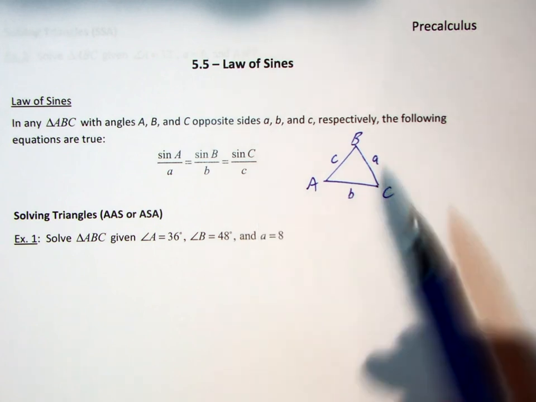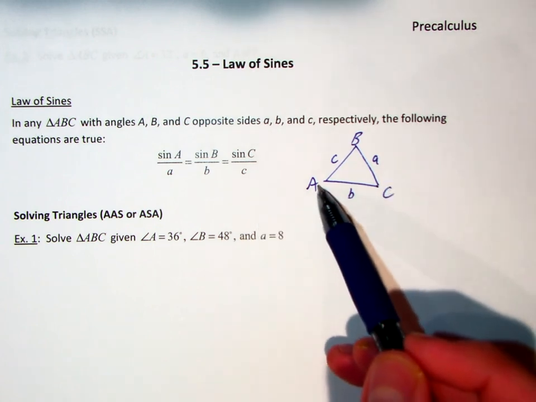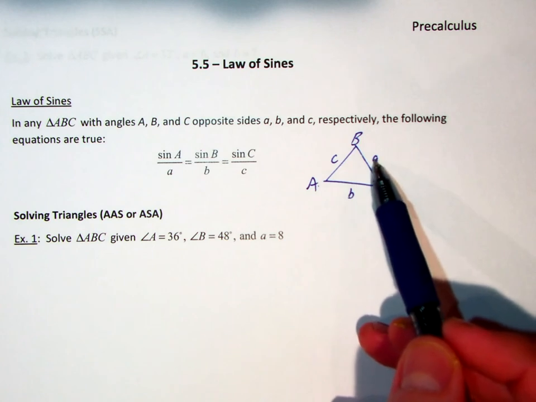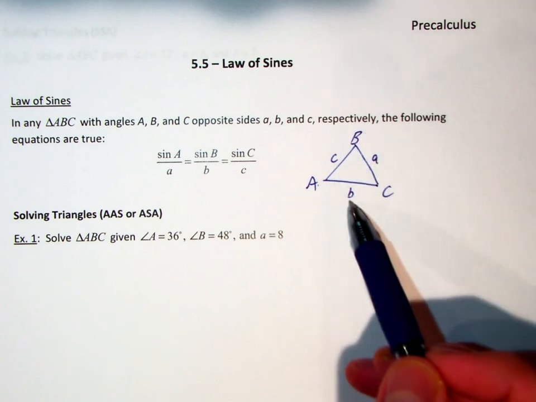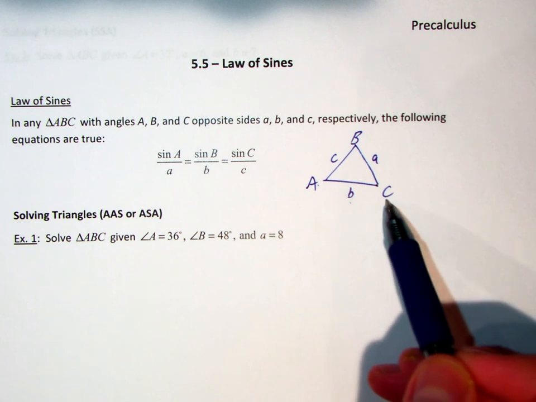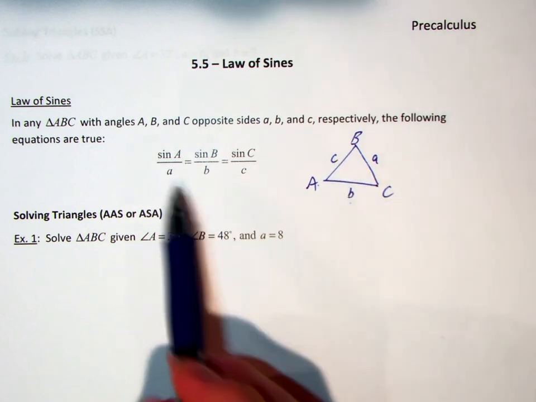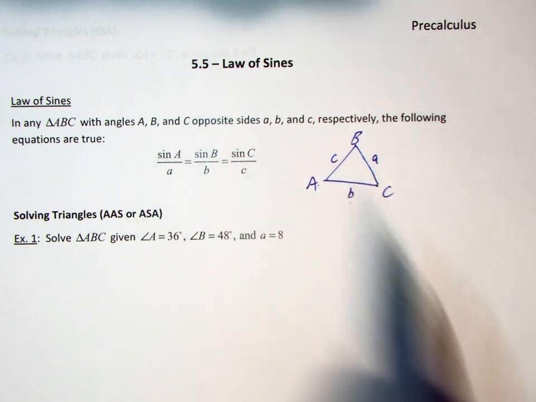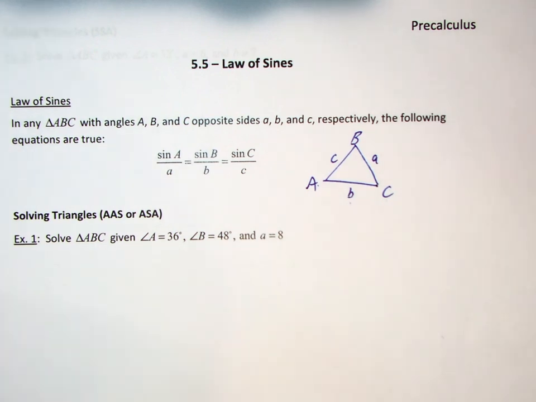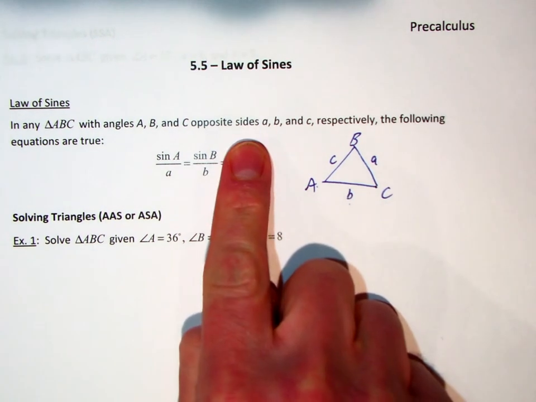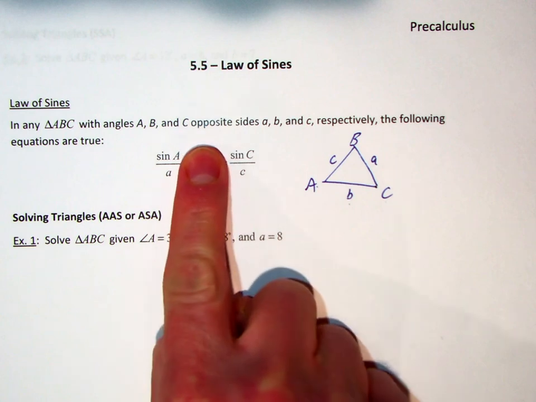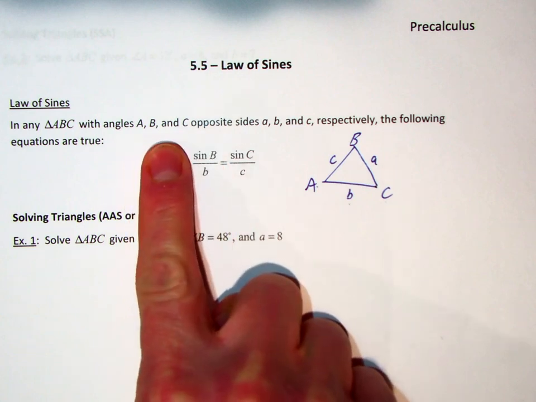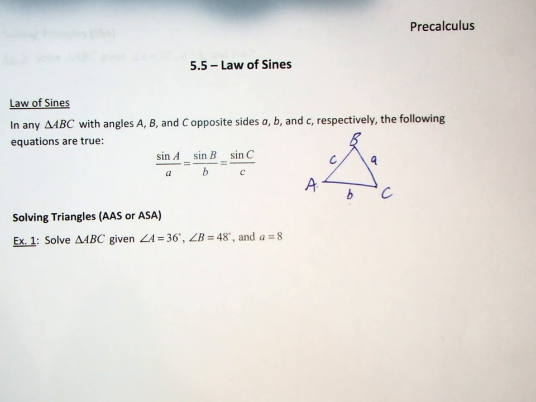So what this is saying is that the ratio of sine of A over a is the same as the ratio of sine of B over b, which is the same as the ratio of sine of C over c. Okay, so we have three things that are equal. So really what we have is three different equations rolled into one. You can use A with B, you can use A with C, or you can use B with C. It just depends on what you're trying to solve for at that time.